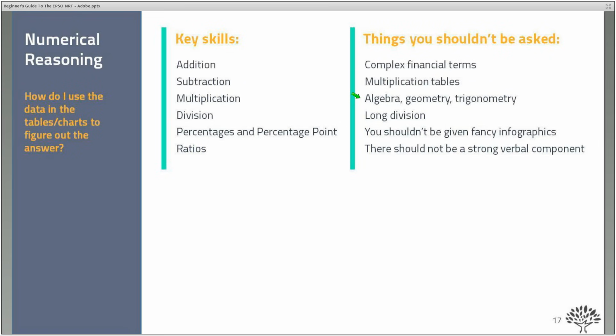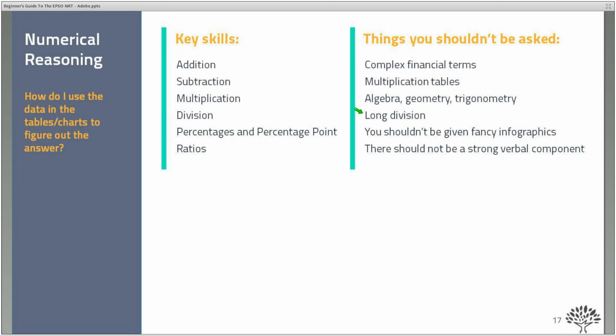Algebra, so we're not going to have any 9x plus 3 equals 15. We're not going to have that kind of complex mathematics. It's about reasoning with information you know rather than the skill of algebra. Similarly, things with shapes, so geometry and trigonometry are not things that are going to be tested here. So understanding of those is going to give very little value.